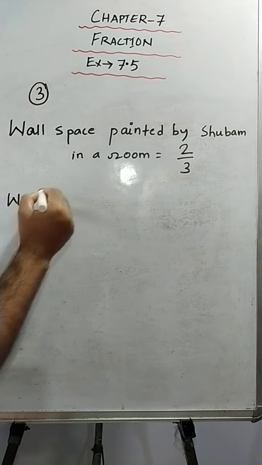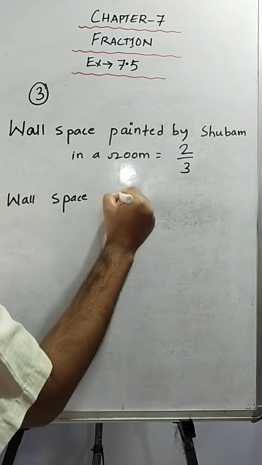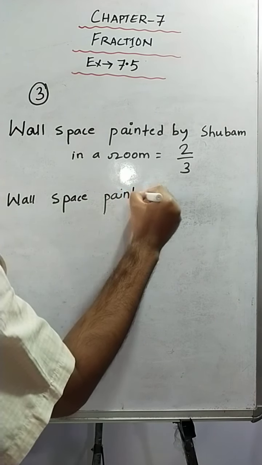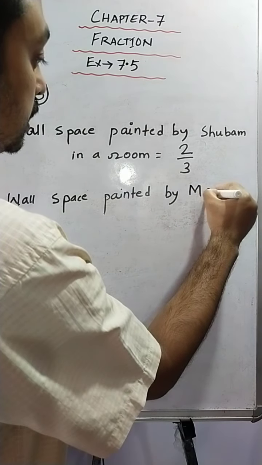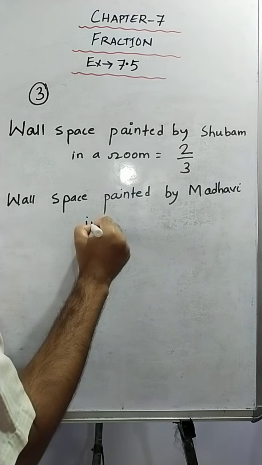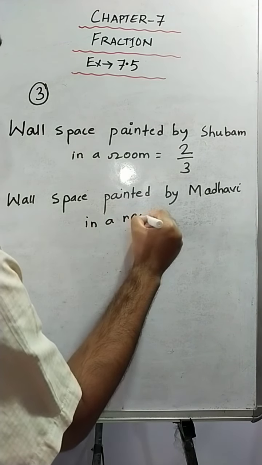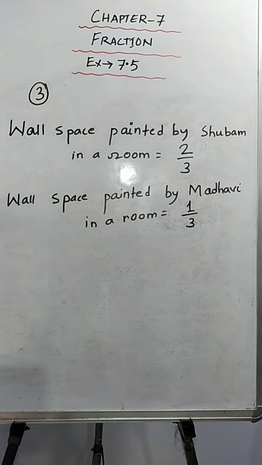Wall space painted by Madhavi, that is Shubham's sister. Madhavi in a room, that is 1 by 3. Okay, so what finally we have to find out? How much did they paint together?